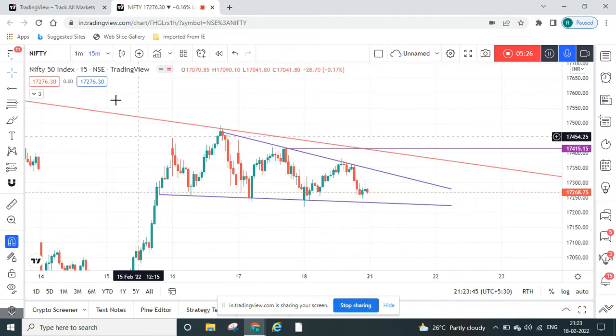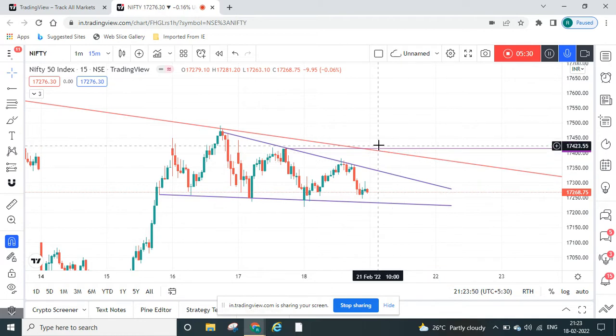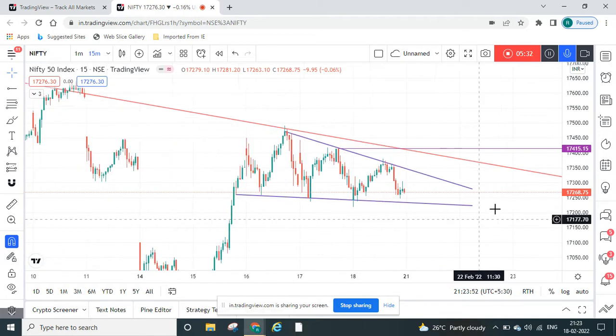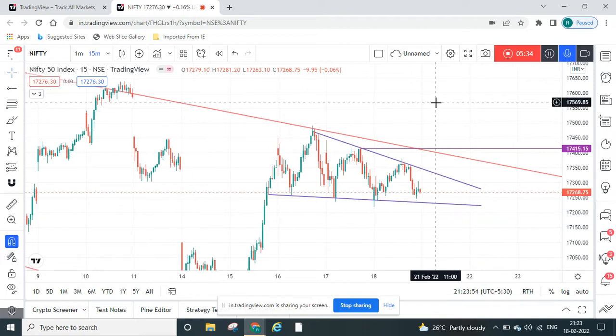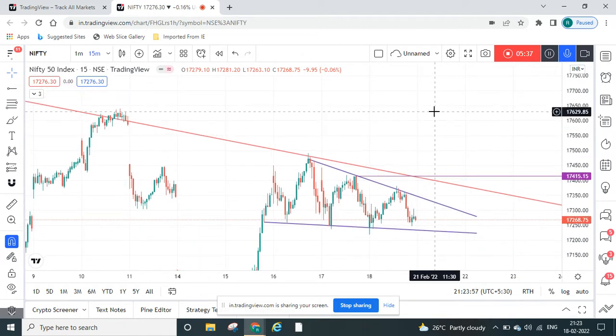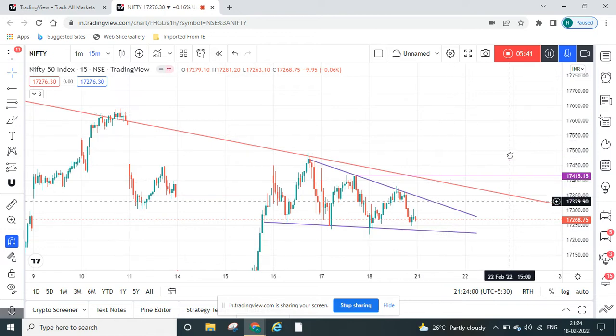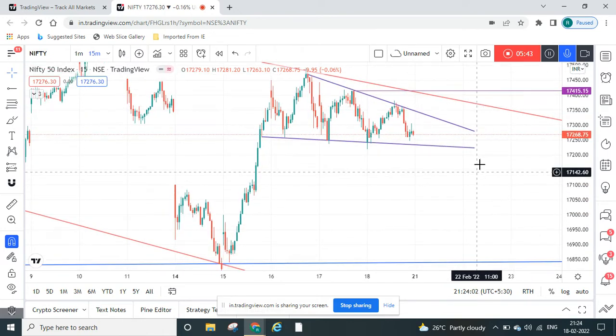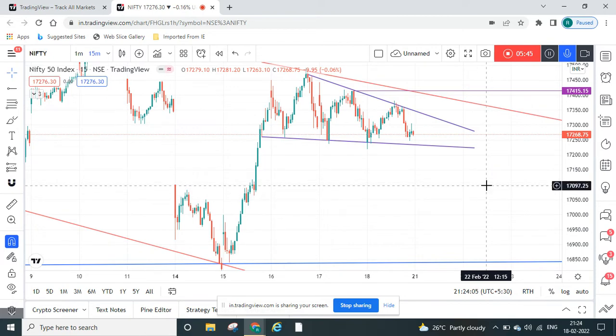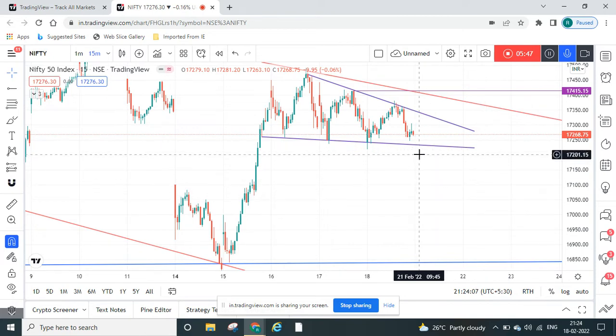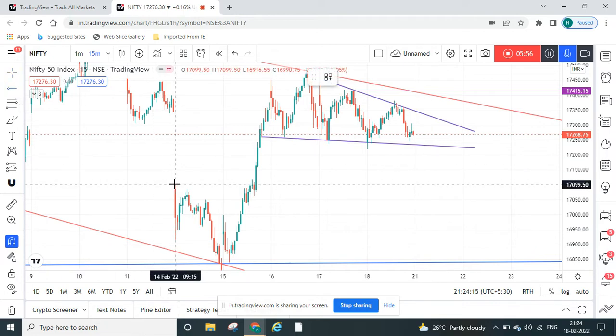If there is any one 15 minutes candle close above 17,400, you can buy the 17,400 call, with a target of up to this level, some 200 points. If Nifty moves, you can book the profit in a Nifty call option. And in case there is a breakdown, if any one 15 minutes candle closes below this level, you can have the target of till this level.